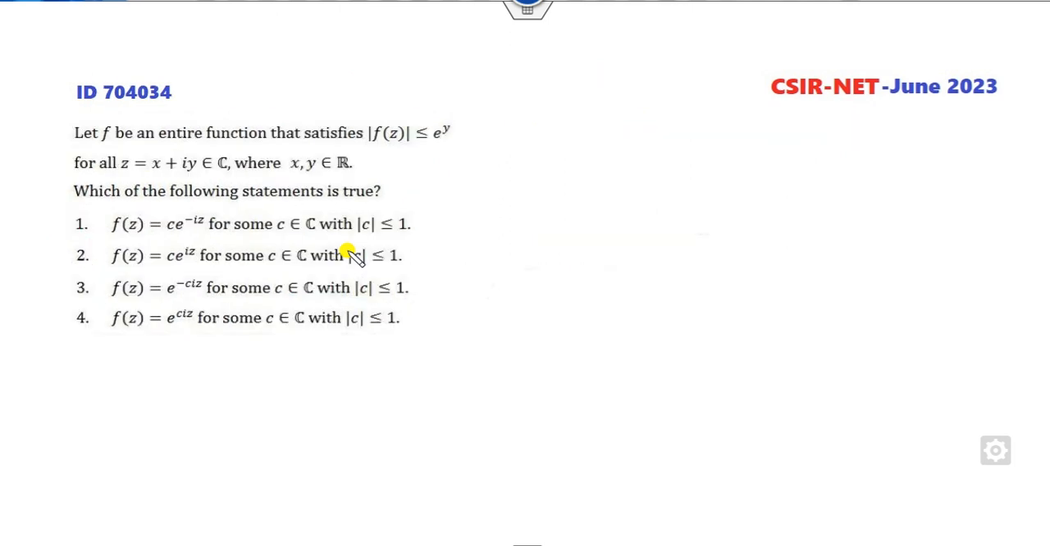Okay, look at another one. f is given to be an entire function such that |f(z)| is less than or equal to e raised to the power y. This is given to you. Then which of the following statements is true about f(z)? It's very simple. There is no need to solve the problem. Look at that. We need e raised to the power y.